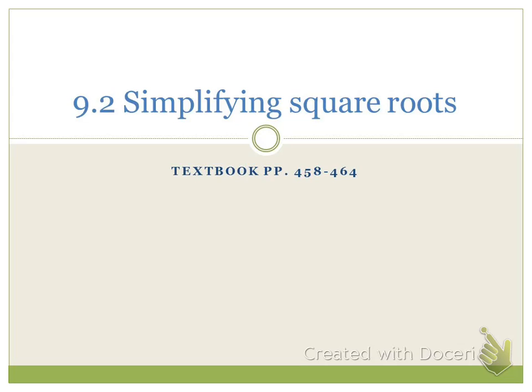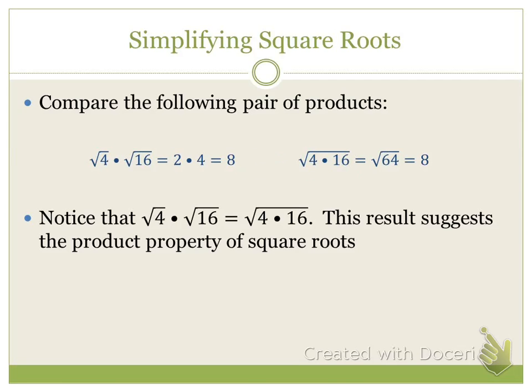When you are simplifying square roots, you're essentially pulling out from underneath the radical numbers that are perfect squares or variables that are perfect squares. So that's what this first slide is showing us. It's showing us how the square root of 4 is 2, and the square root of 16 is 4, so 2 times 4 is 8. So underneath the radical, well, they kind of did this backwards, but the square root of 64.